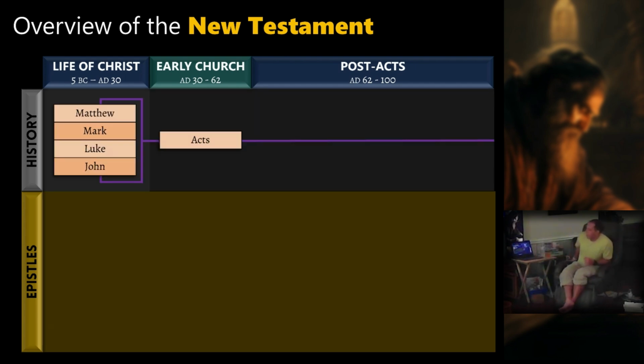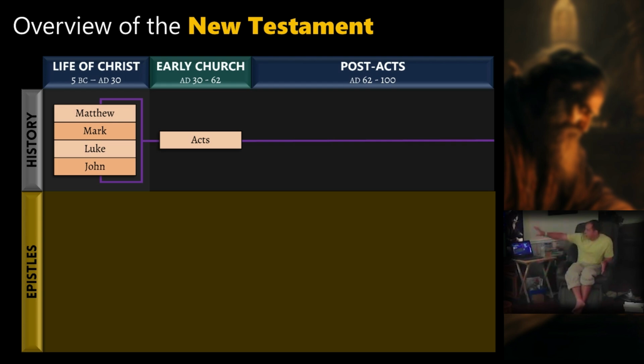And the way this works is that you have 5 books of history. Matthew, Mark, Luke, and John are all set during the life of Christ. So they detail events going from about 5 BC till about AD 30. Some people say AD 33. I'd lean towards AD 30. Right? Then you have the book of Acts, which details really the following 32 years, stretching from the ascension of Christ all the way to Paul's arrival in Rome to be imprisoned.